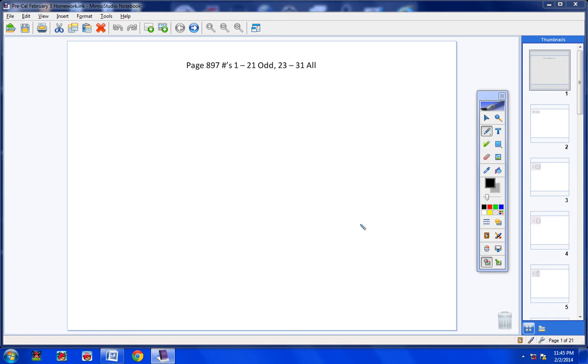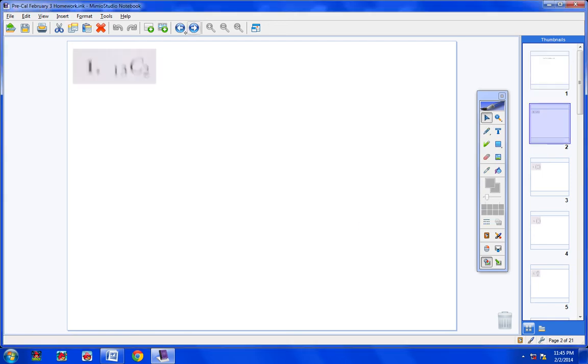Go ahead and get your books open, your homework out, and let's see if we can't help you with some questions that you've been struggling with here on your homework. The directions for 1 through 21 simply say evaluate. So let's start off with number 1 here.